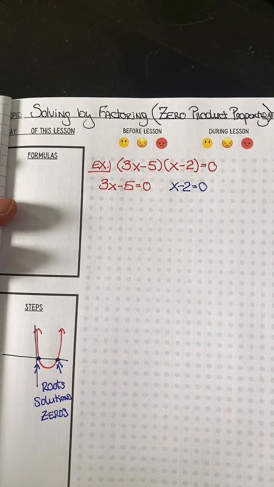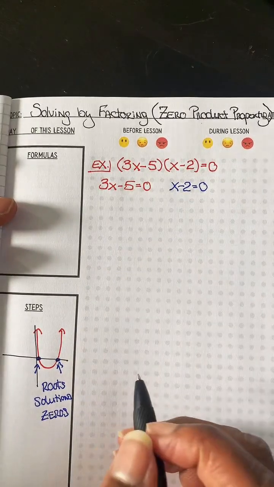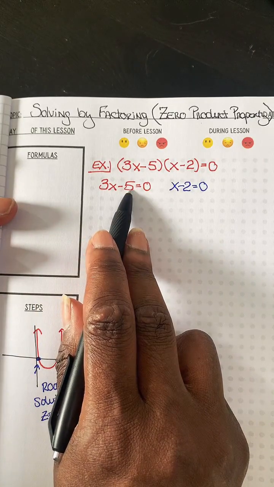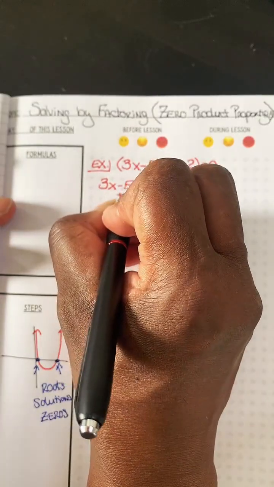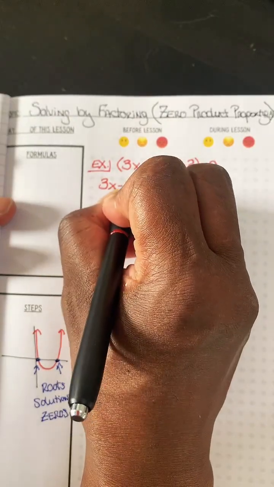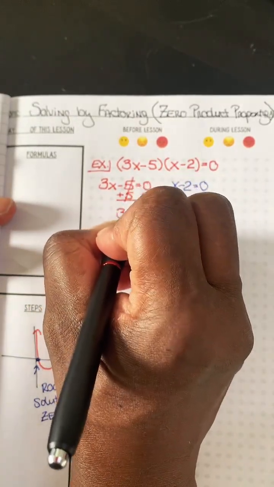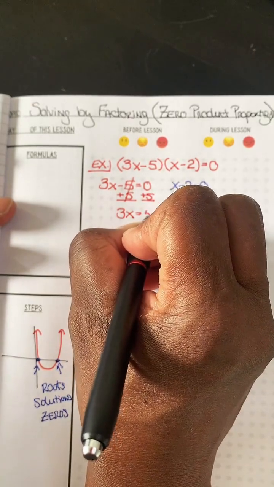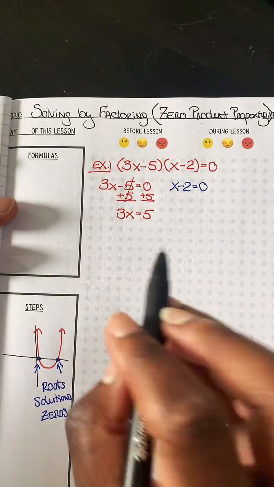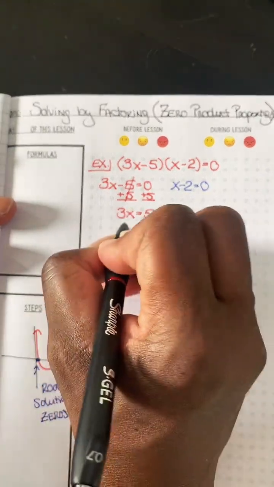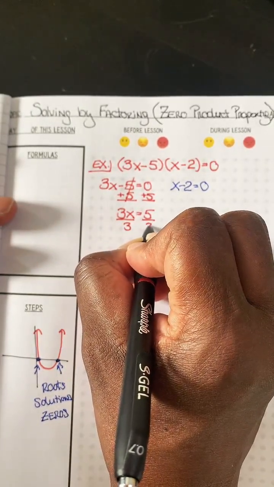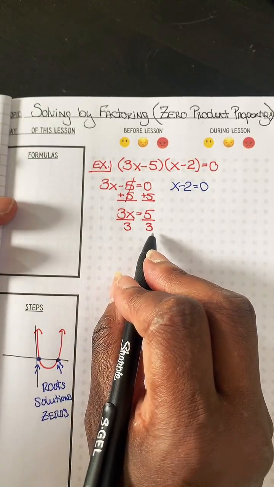So for the first one, I'm going to go ahead and solve it for x. Since I have a minus 5, I'm going to do the opposite. So I'm going to add 5 on both sides. So now I have 3x is equal to 5. In order for me to get x by itself, 3x means 3 times x, so I have to do the opposite. I have to divide. And whatever I do on one side of the equal sign, I do on the other.